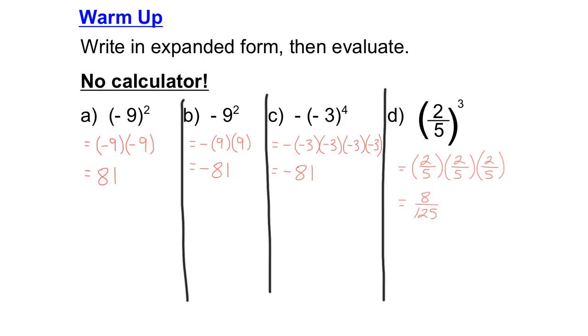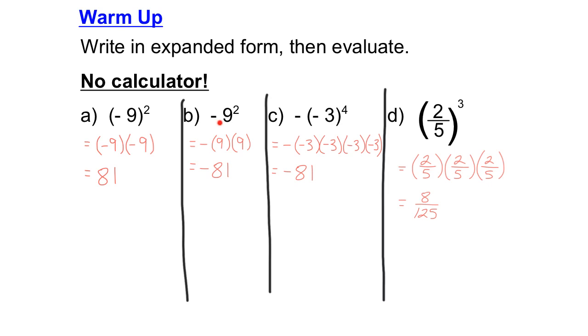Here we are in expanded form. Remember what an exponent means. It means that's the number of times you're multiplying the base by itself. So in the first instance, the base is minus 9. It's multiplied by itself twice. So minus 9 times minus 9. A negative times a negative is a positive. 9 times 9 is 81.